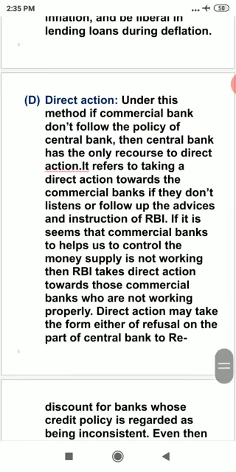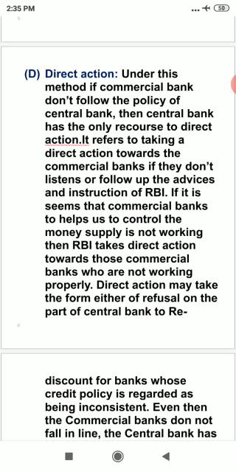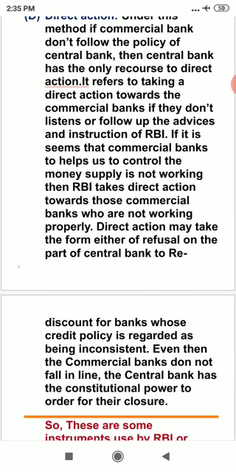Direct action is like this: if commercial banks do not follow the advice and instructions of the RBI or central bank, then they have to face very strict action taken by the RBI. Even then, if the commercial banks do not fall in line, the central bank has the constitutional power to order their closure.